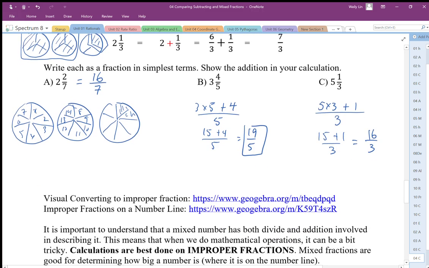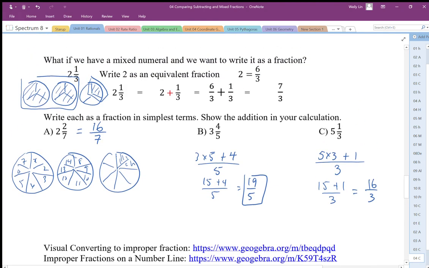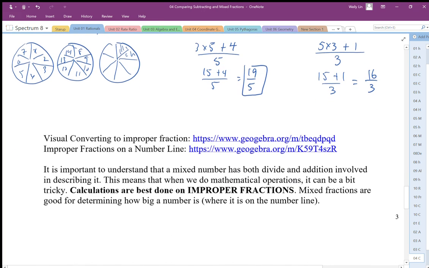Okay? So really it's important to understand that mixed numbers have both multiplication and addition involved in them. So that's a bit of a problem. Although we need to know what mixed numbers are, it really is important to know that there's a plus there. And when I say that improper fractions are better, it's because improper fractions only have times and divide, and so that way we don't have to mix addition with multiplication and division, which makes the math easier. So improper fractions are better.